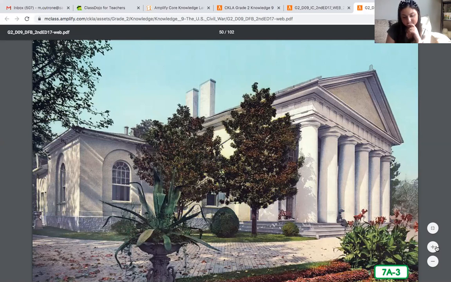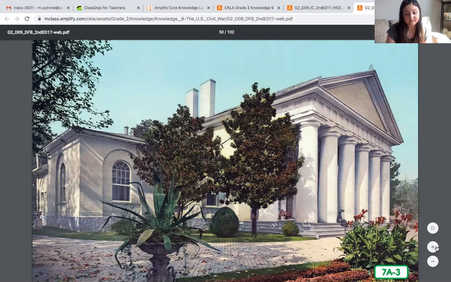Let's see. Robert E. Lee joined the Army at age 17 and graduated second in his class from the United States Military Academy. He had the second highest scores in his class, which means he did very well in school. Then Lee served in the U.S. Army during the Mexican-American War.